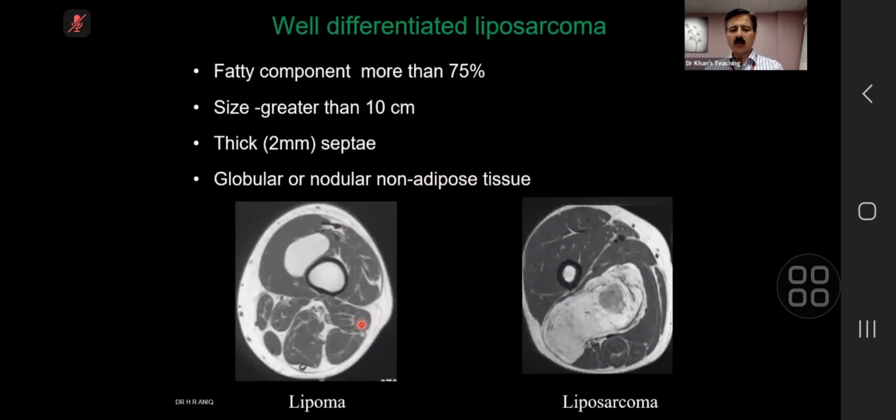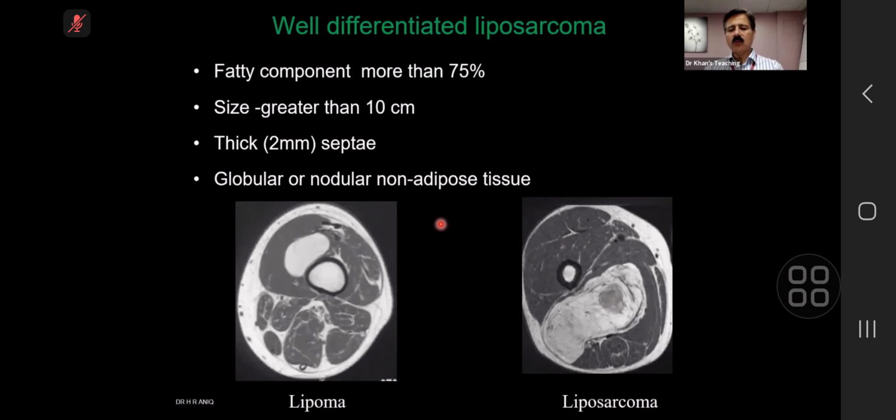On the other hand, look inside the lesion. If the lesion has septi like this, look at this. Thick septi more than 2 millimeter, you should be worried. If there is globular or nodular non-adipose tissue, like this case, you should be worried. And if the fatty component is less, you should be worried. Size greater than 10 centimeter, you should be worried. So then it is a malignant transformation.